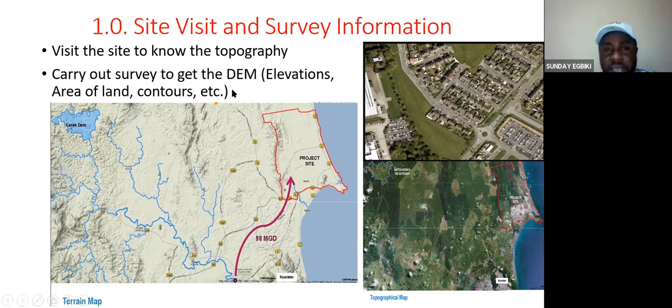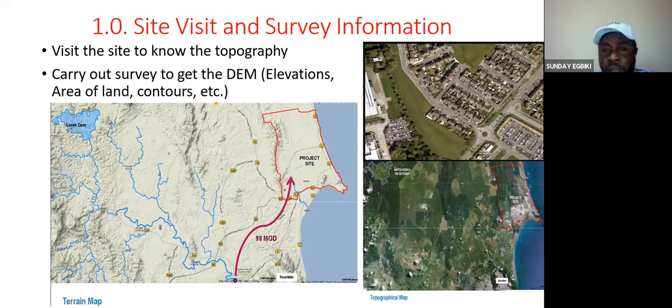One is to get the topographical map of the area. What do you need the map for? To get maybe the digital elevation model so that you should be able to get the spot heights and the elevations of that area. You should also be able to know the total area to be captured, and you should be able to know the contours. Probably the surveyor will give you all this information.